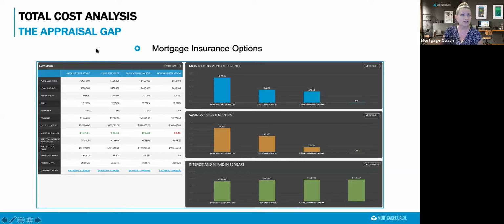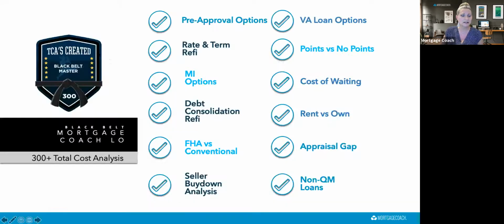So these are just a couple of snapshots. That appraisal gap can be bridged with different mortgage insurance options. Here are some of the different strategies, not all of them, but several of them, right? Pre-approval options, VA loan options, which is what we're going to talk about today, rate and term, points versus no points. You've got different MI options. The debt consol is a big deal.